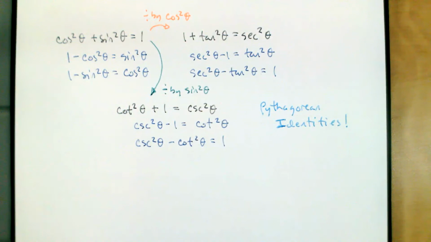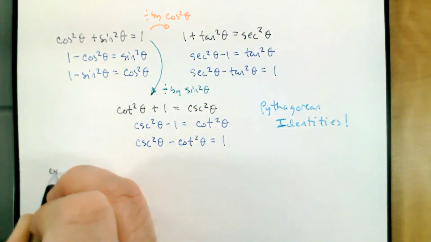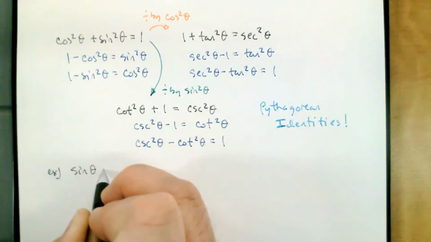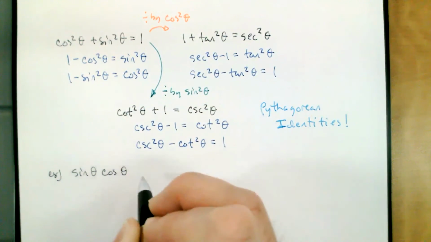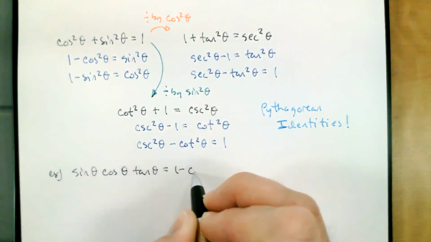All right. So here's how we play the trigonometric identity game. We're going to have expressions on either side of the equation. We want to show that the equation is always true. Our goal is to prove that a trigonometric equation is an identity. So let's suppose we have sine theta times cosine theta times tangent theta is equal to 1 minus cosine squared theta.